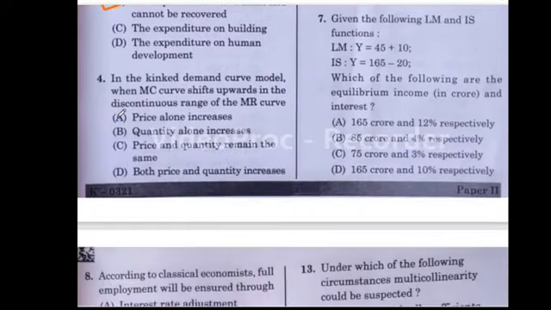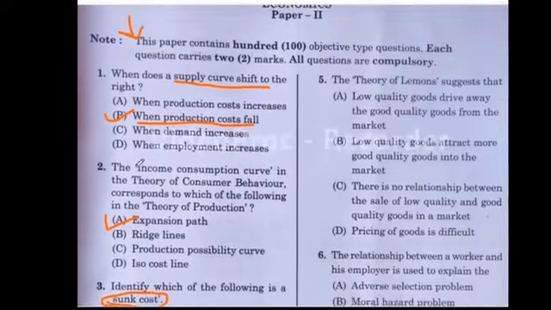Question number 4. In the kinked demand curve model, when the MC curve shifts upward in the discontinuous range of the MR curve, option A, price alone increases. Option B, quantity alone increases. Option C, price and quantity remain the same. Option D, both price and quantity increase. Friends, here I think option D is the right answer. Let us see the next question.